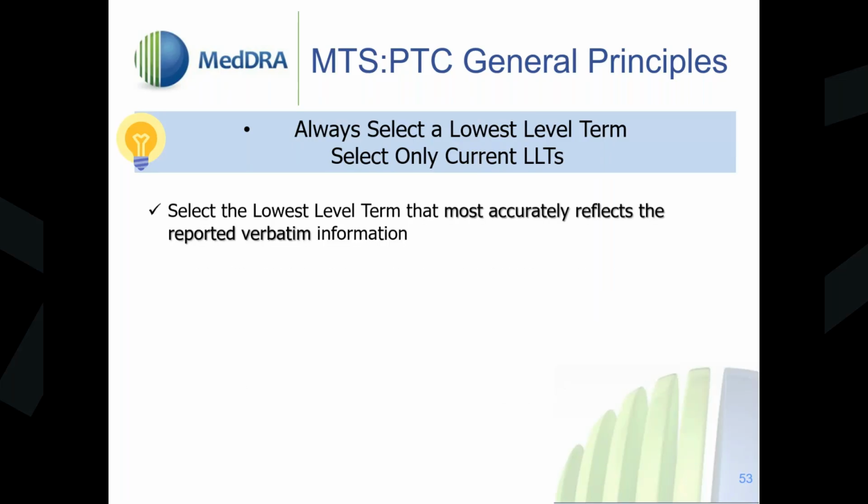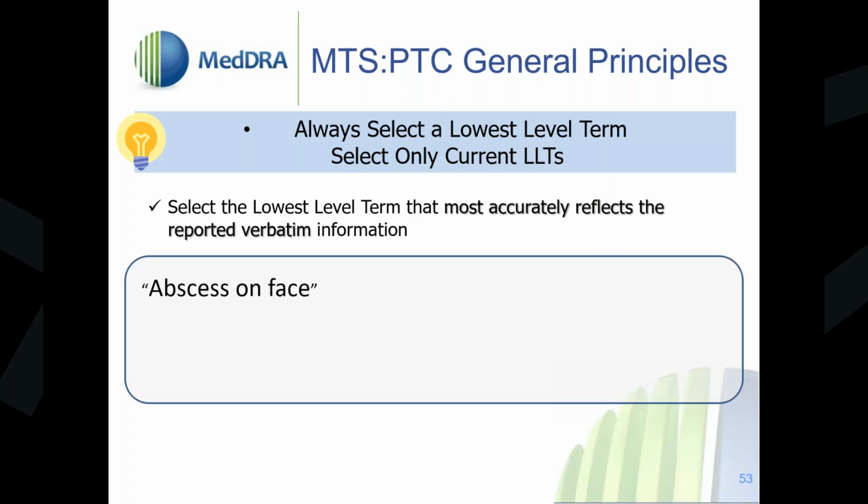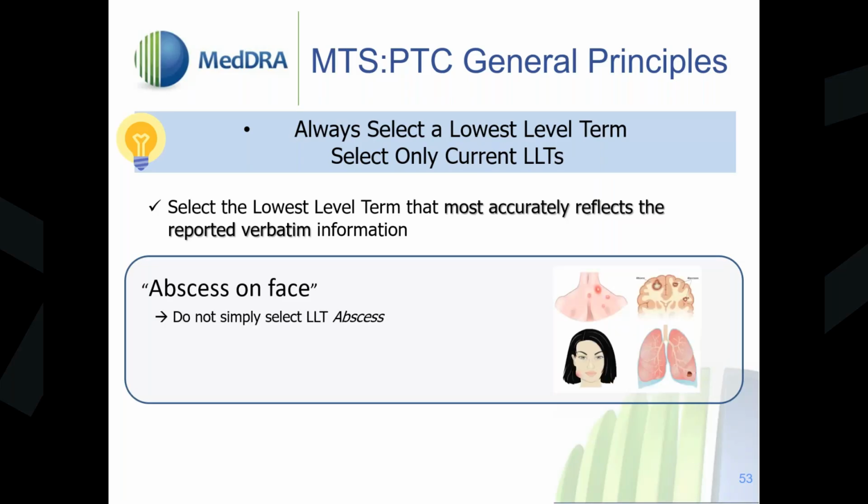You also try to select the LLT that is most accurately reflective of what your source says, or your reported verbatim. So for example, abscess on face. MedDRA does allow you to code as a standalone abscess, but is that enough? Because abscess can occur in different parts of the body. You can have them in the lungs, you can have them in the brain, and that makes it very different than an abscess on the face, which is the skin. So when you're coding in MedDRA, always try to find the most detailed LLT that you can find that has all of the information you received.